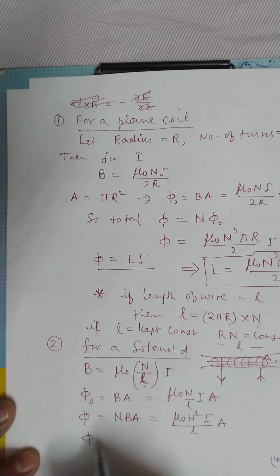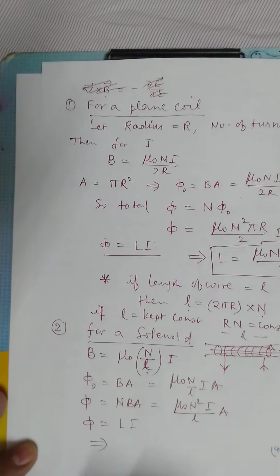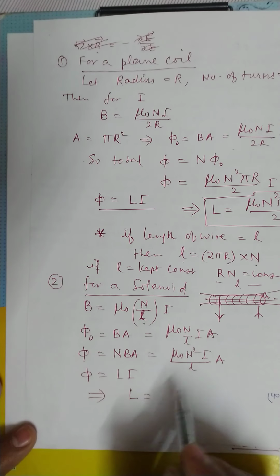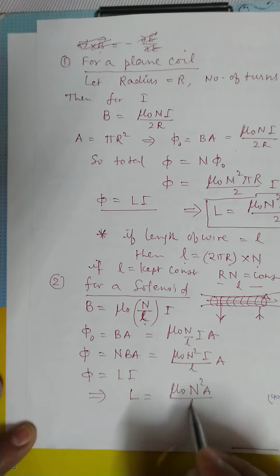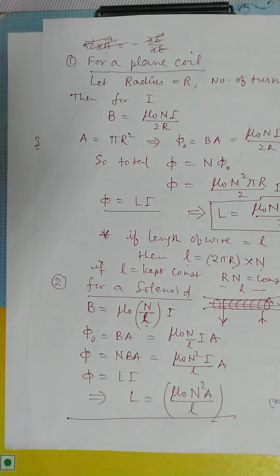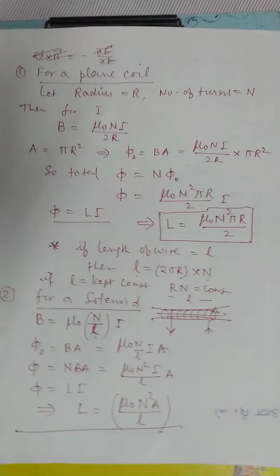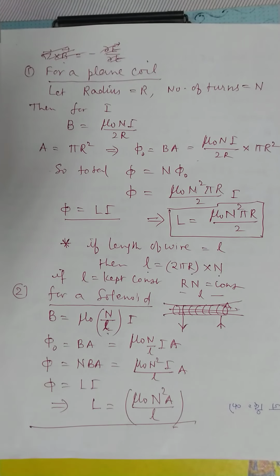So if I compare it with phi equals L i, the coefficient of self-induction L will be mu 0 N square A by L. This is the formula of coefficient of self-induction for a solenoid. I hope you understand it very well. And this formula gives you an idea that in both the cases the number of turns plays an important role. Larger the number of turns, more will be the coefficient of self-induction.